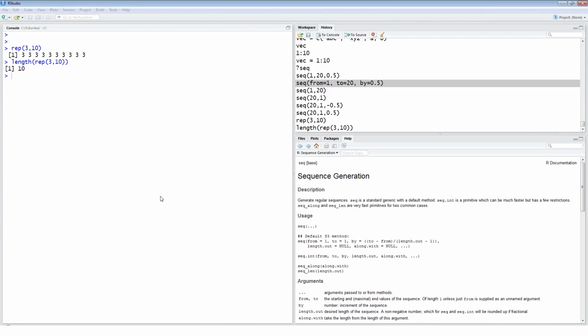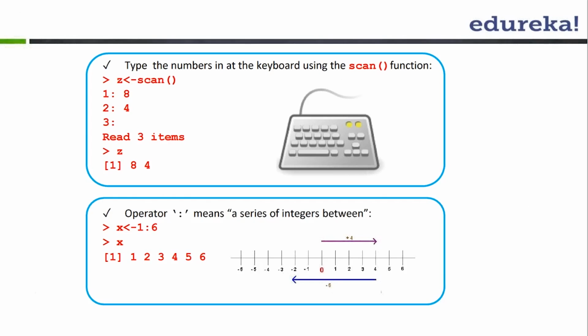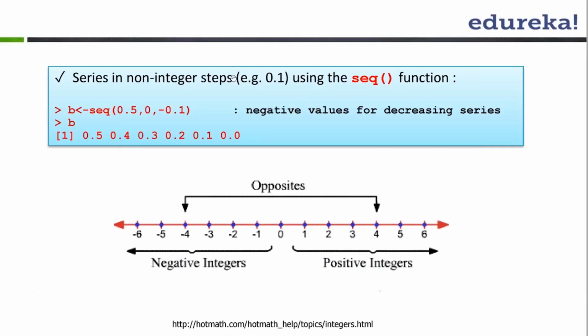Okay, so we talked about length and we talked about rep and the sequence commands. So that's exactly this. Colon operator is a sequence of integers between the from value and the to value. And obviously we saw this already. I can create a sequence, either a decreasing sequence or an increasing sequence, in whatever increments that I want, either negative increments or positive increments. Okay.